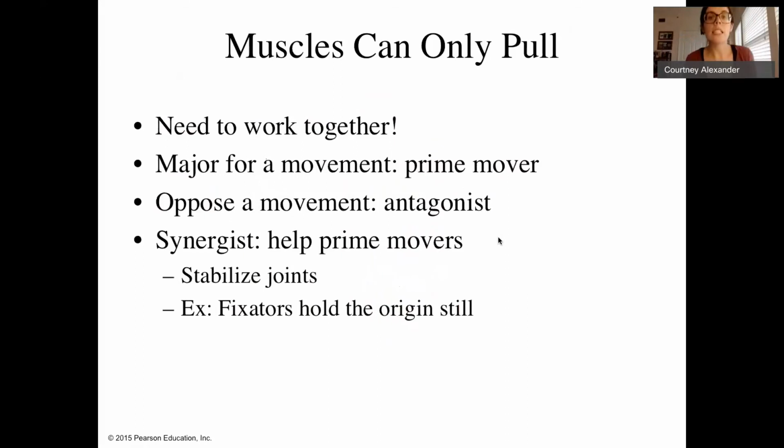Now, let's think about muscles in general. Muscles can only pull, so they need to work together. The major muscle involved with the movement is called the prime mover, and it's usually opposed by an antagonist muscle. A synergist is one that will help the prime mover, but isn't the major muscle involved with the movement. And if it holds the origin still, we call that a fixator, so it's a type of synergist.